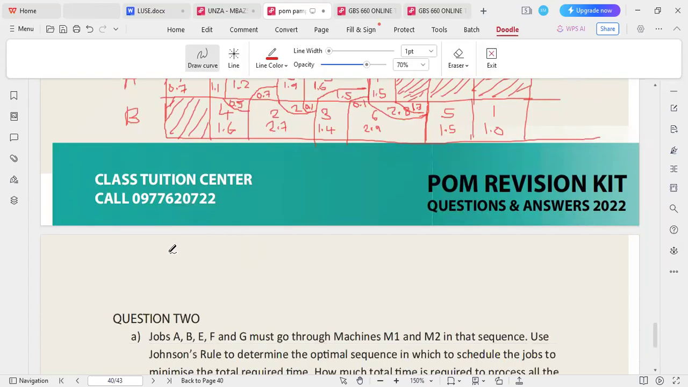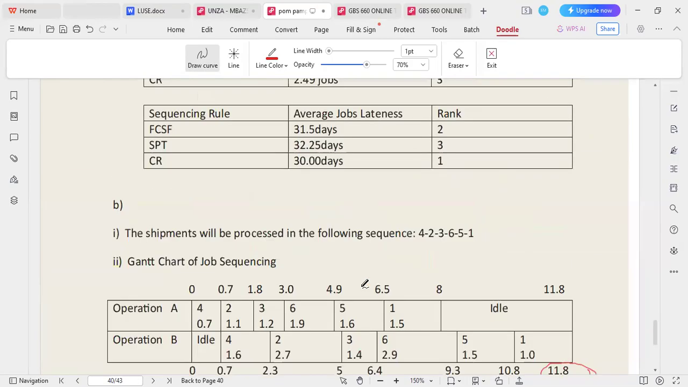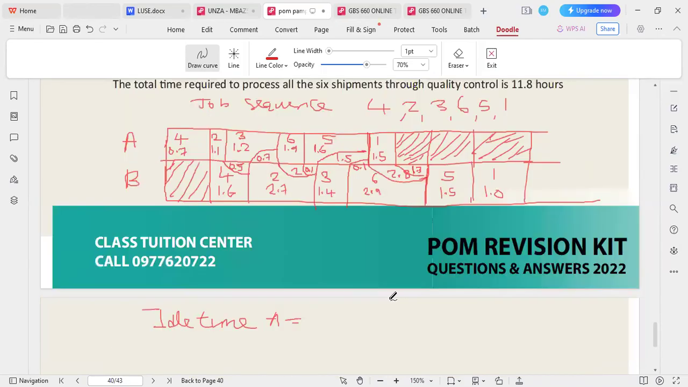So the total idle time for operation A is equal to 1.3 plus 1.5 plus 1.0. So 1.3 plus 1.5 plus 1 is 3.8 hours. Idle time for B is only 0.7 hours.